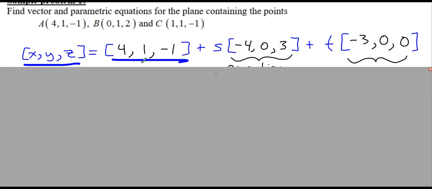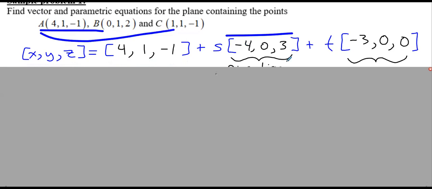Now, here's where things get interesting. You choose any one of these points as the point that's going to be used for the position vector to a specific point on the plane. So it could be any one of those 3, right? But then you need 2 direction vectors. Much like in that intro example, I can have a direction vector from A to B, and then a direction vector from A to C.